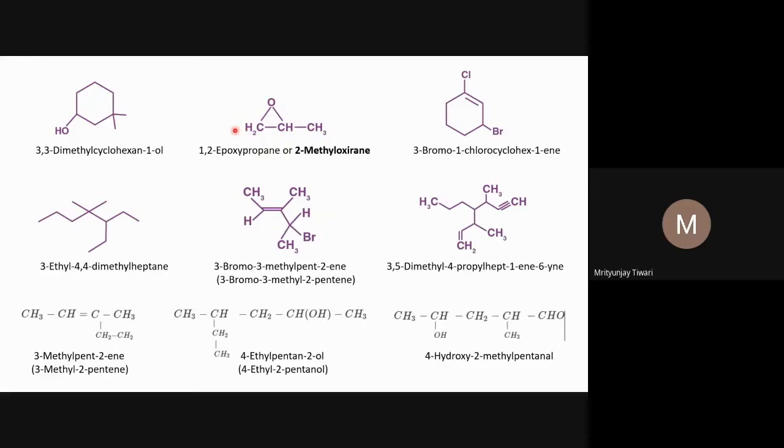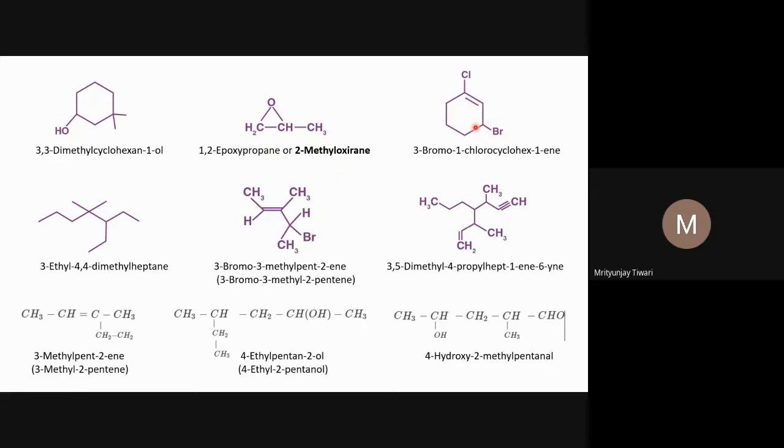So the numbering now will start from here, always from the oxygen atom, and then the numbering will be done in such a way that the other substituents will get the lowest possible number. So 1, 2, 3, the substituent will get the second position. So this is 2-methyloxirane, which will be the IUPAC name of this compound.